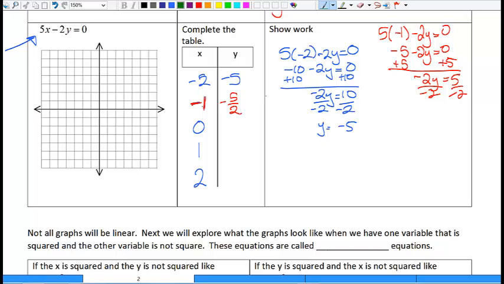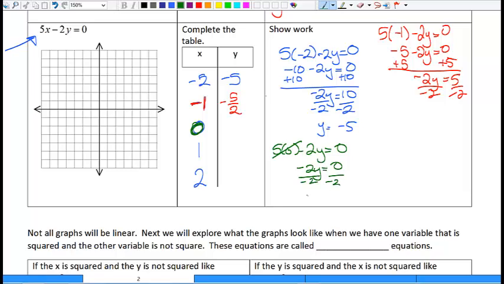Again, I picked the x values from -2 to +2 just because I had to start somewhere, but that doesn't mean I have to plot all of them. I really only need 2 points to draw a straight line. 3 would be best. Let's try the next one in green. 5 times 0 minus 2y equals 0. Well, 5 times 0, that's nice. That's just 0.